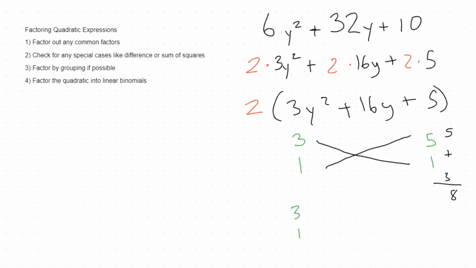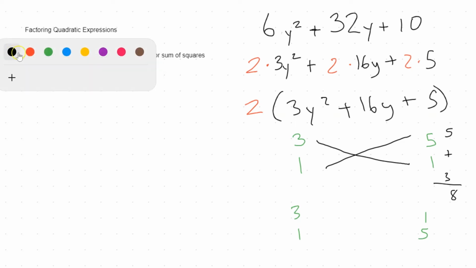This is 3 and 1, and instead of 1 and 5, we don't really have a whole lot of options here, because 5 is prime and 3 is prime. So we're going to just flip this around and try it as 1 and 5.